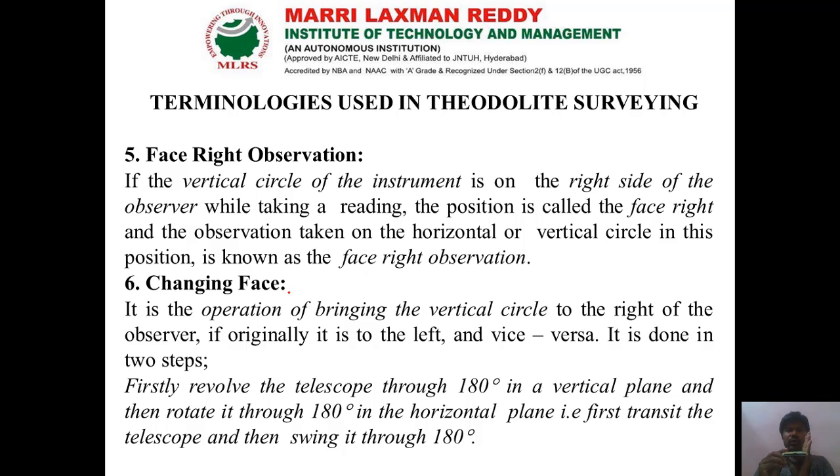Okay, now if I rotate my instrument within the horizontal plane, it will automatically come to face right observation. This is called changing phase. If once again I have to do it, I have to rotate my telescope like this. That is, I have to do the transit process and the swinging process. Then only I can get the phase changing process. So the changing of the vertical circle from left side to right and right side to left is called changing the phase.